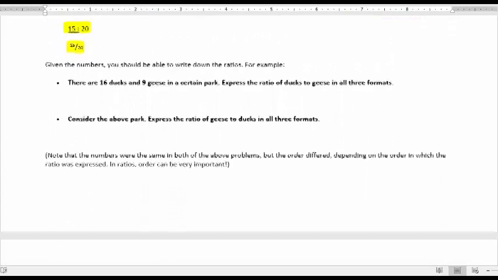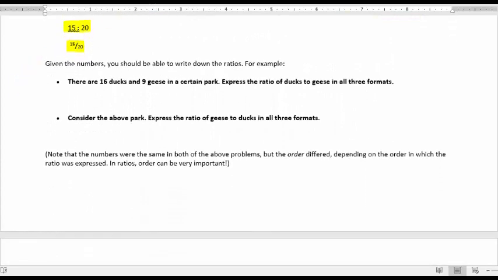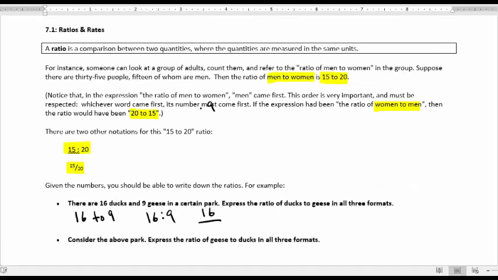A quick example of that: let's say there are 16 ducks and 9 geese in a park. What's the ratio of ducks to geese? Since I'm saying the ducks first, there are 16 ducks, and the geese second, there are 9 geese. So the ratio here is going to be 16 to 9. Or you could write it as 16 colon 9, or you could write it as a fraction, 16 over 9.